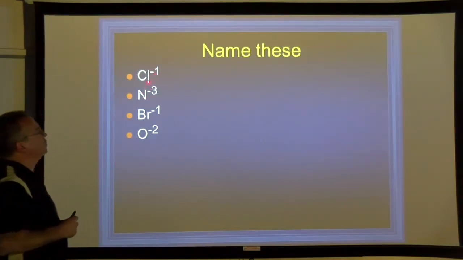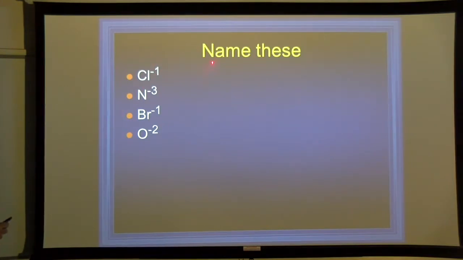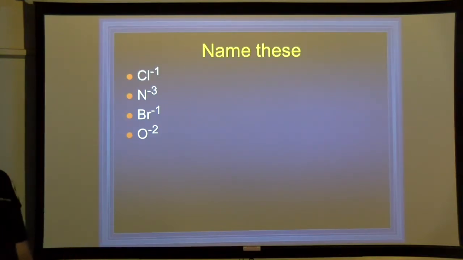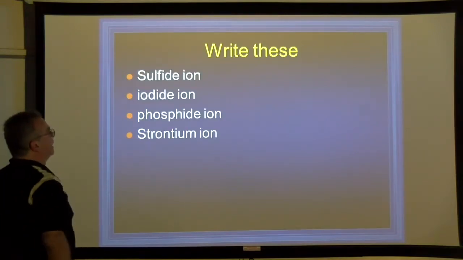So this would be called chloride, right? This would be called, what would you call that? N with a -3. Nitride. And what about that guy? Bromide. And what about that guy? Oxide. Very good. See? Piece of cake.